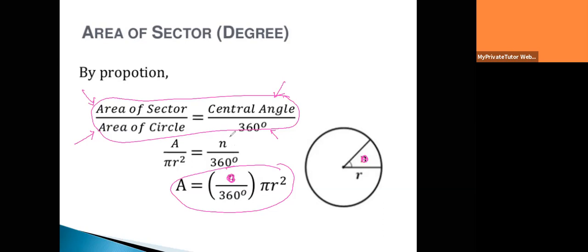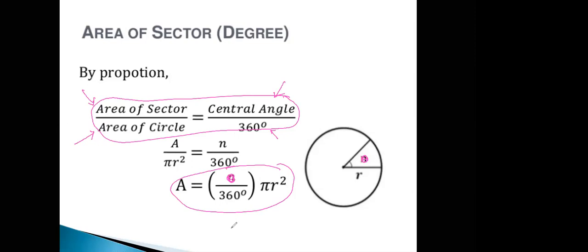Moving forward, they might give the area of a sector and a central angle, and ask you to find the area of a circle. So we can use this proportion. That's why it's mentioned. Please go to the last step directly. That is the formula for the area of a sector: area of a sector is theta divided by 360 degrees times the area, which is pi r square.